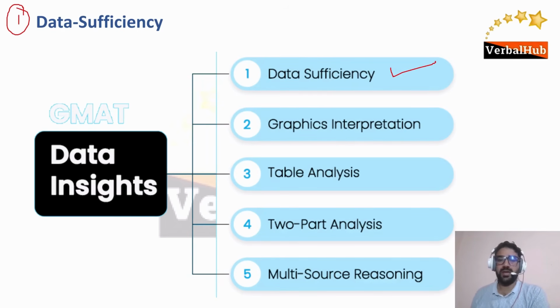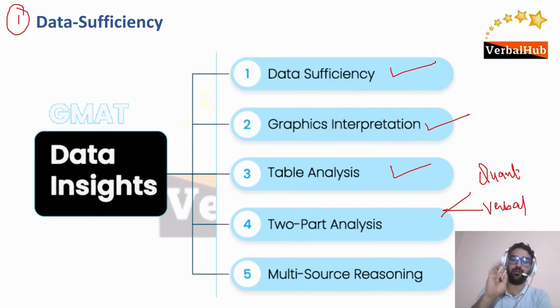Data sufficiency is okay, graphical is okay, table is okay, but two-part analysis sometimes will be based on quant and sometimes on verbal. Quant means you have to solve multiple things, with calculation based on arithmetic, algebra, word problems and many more things. Sometimes the question is asked on the basis of verbal. What is that verbal part? It can be based on reading comprehension, critical reasoning, any concept can be asked.